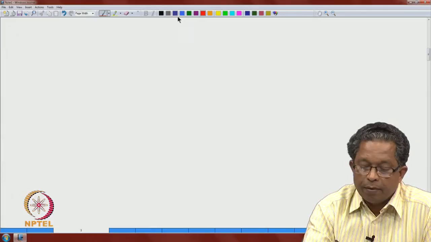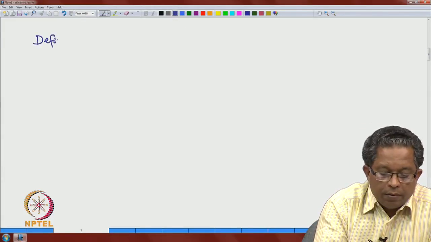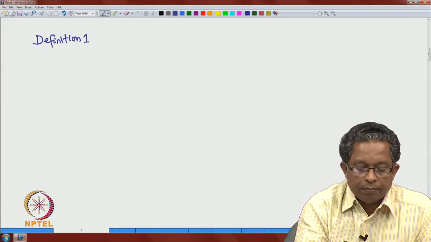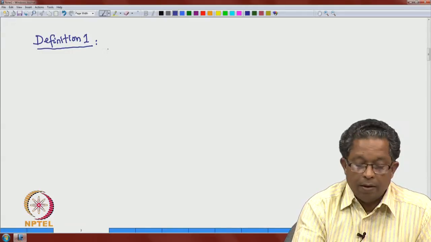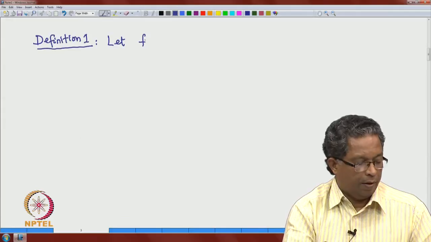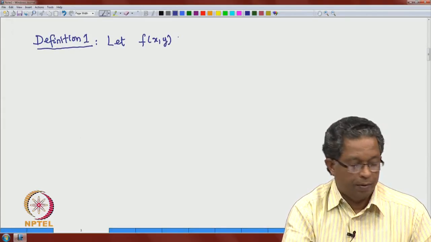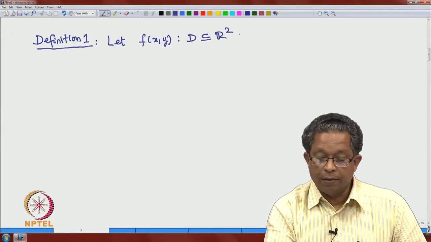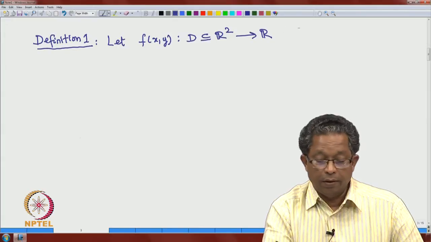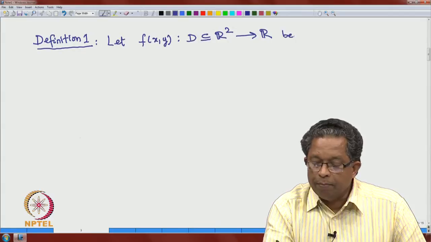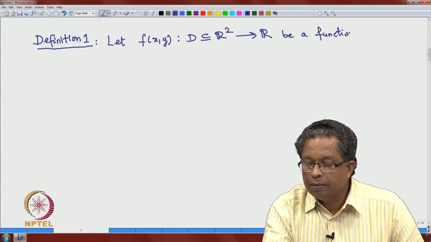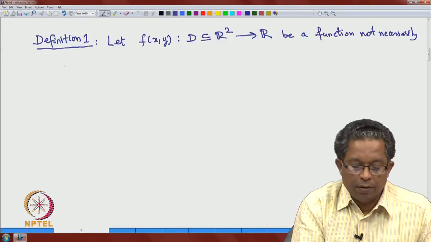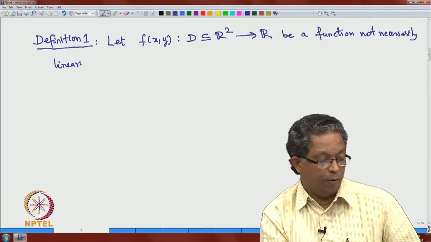Okay, definition one. Let f of x, y be a function which is defined on D, which is a subset of R2, the xy plane, and is mapping to R. Let it be a function, not necessarily linear, so it could be a linear or nonlinear function.